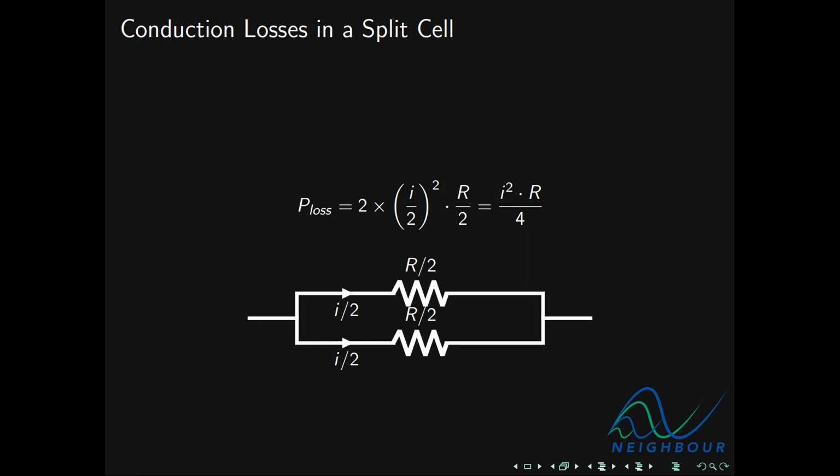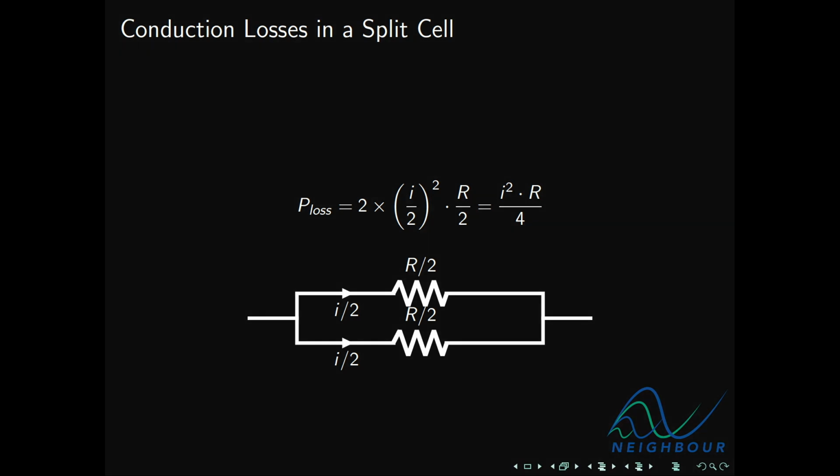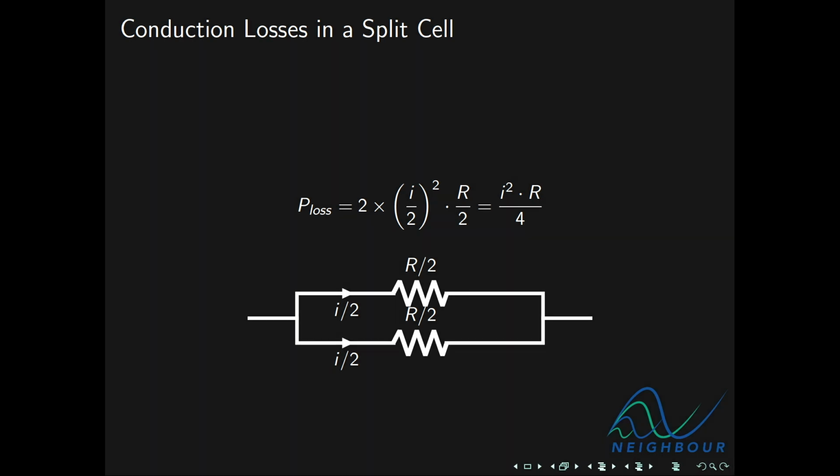So if a single string module had conduction losses of, say, 1 watt, its split cell counterpart will have conduction losses of only 250 milliwatts. So that's great. We have 750 milliwatts more to go to the output, more for the maximum power point. And because there are fewer losses in the module, with losses being converted into heat, the module will operate cooler, therefore its voltage performance will improve, boosting the power output even further.